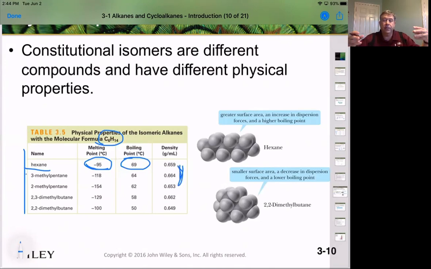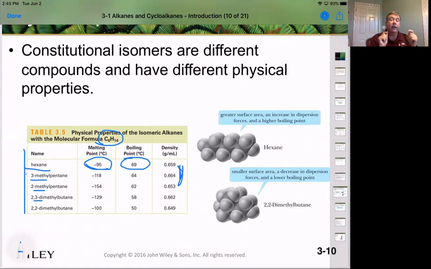If it's straight chain like that, it has the most interaction it can have with other molecules. That's what gives it its highest melting point and boiling point. As we start branching the system, the system gets more and more like a sphere, and so it has less and less surface area. That less surface area actually lowers the melting point and the boiling point of the material because there are fewer interactions with the molecules next to it.